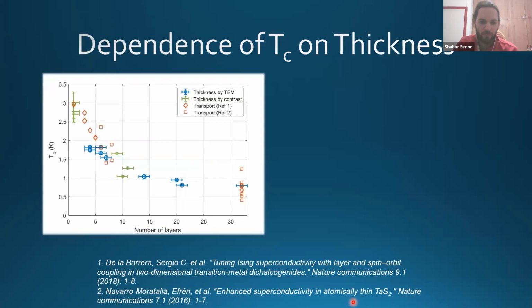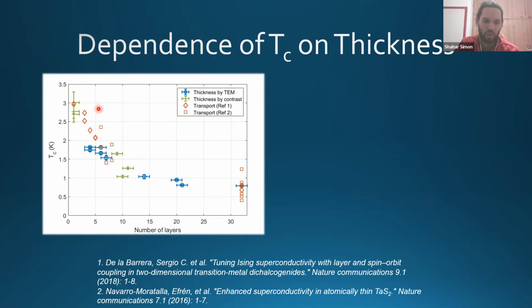So if we look at that, blue and green are my data. And you can see that we have this quasi-linear dependence that we saw before that was measured in transport, but now we have it from tunneling. And you can see that the behavior kind of saturates only at about 21 layers, which is in stark contrast to what previous transport measurements did, where they just kind of chucked everything above 8 layers as bulk.